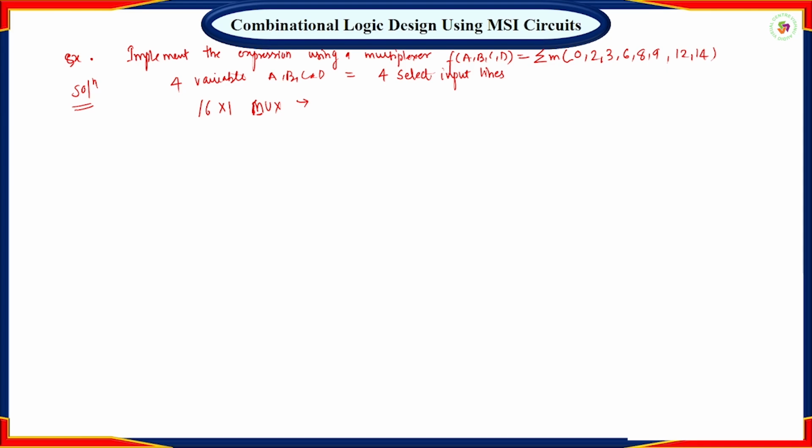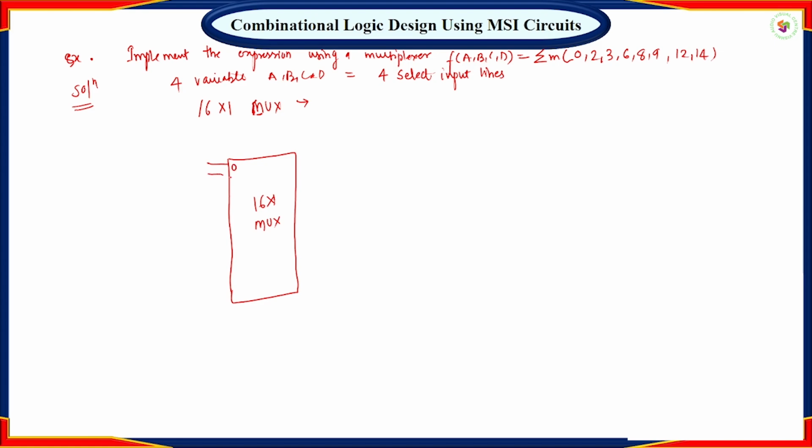Right? So how will you design this? The first step is, whatever the min terms are given in the given problem, write the decimal value of those given min terms. So these min terms are given with decimal numbers only. So you have to use a multiplexer which is a 16 into 1 multiplexer. So you have 16 data inputs.